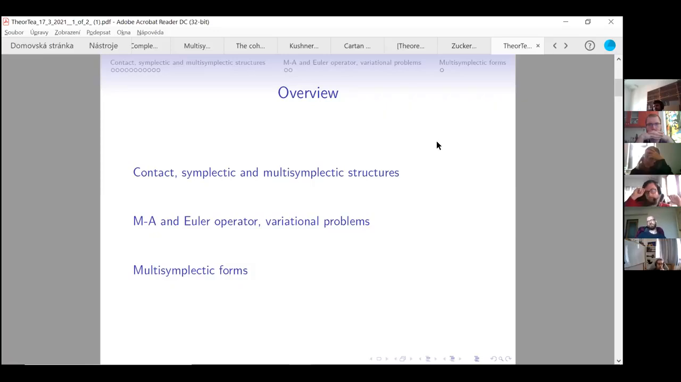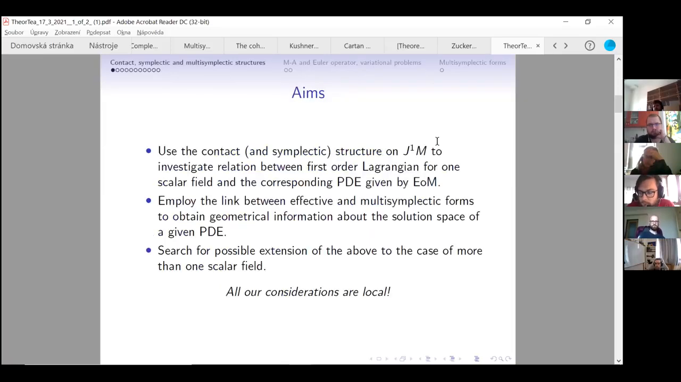We'll be living mainly, as a matter of fact, in this talk, only on J1M, the first jet space of smooth functions over M, where M is a smooth manifold. We will develop the notion of the Euler operator, and we will see how this operator can be related to variational problems. And that's more or less it. So let's go to work.